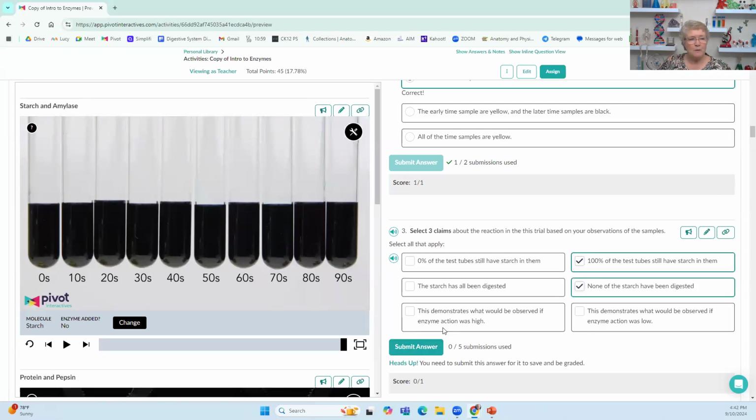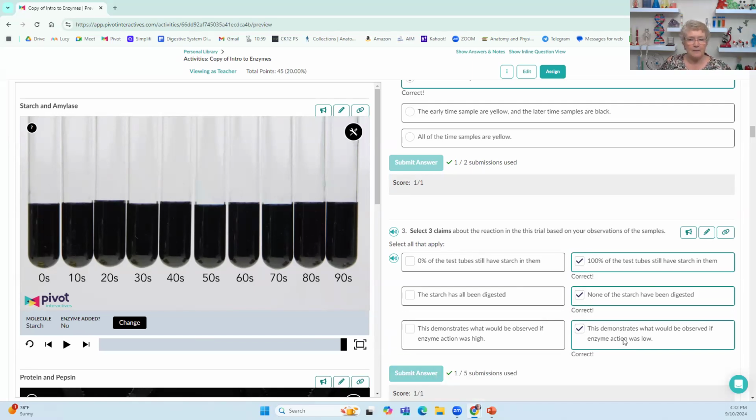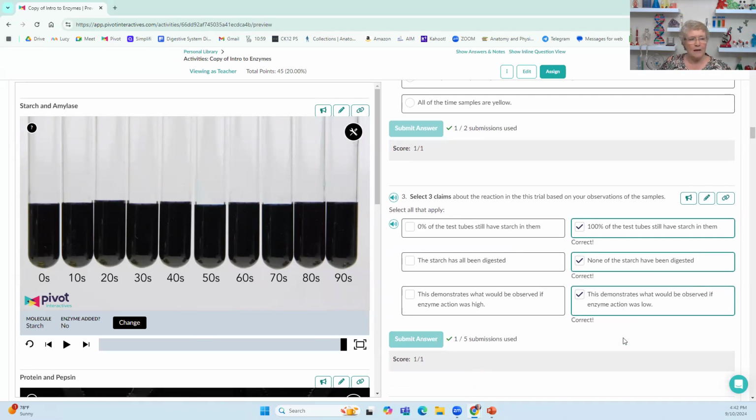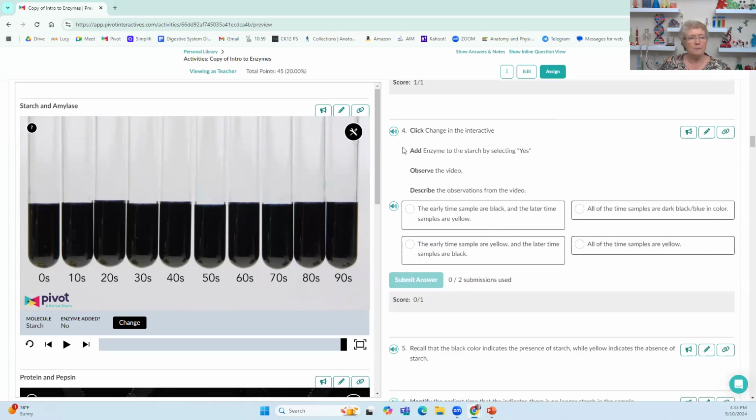This demonstrates what would be observed if enzyme action was high or enzyme action was low. Well, there's no enzyme action at all, so it can't be high. We don't have an enzyme, so it has to be low. We need all 3 claims. So we're going to click submit. All right, those are all correct. Now we go on to make a change.